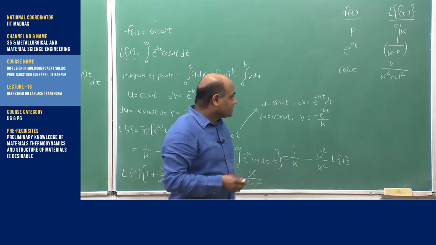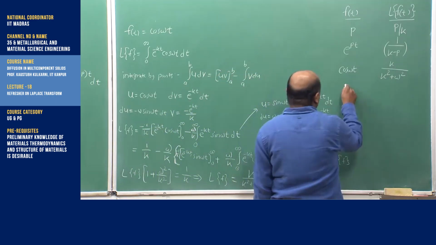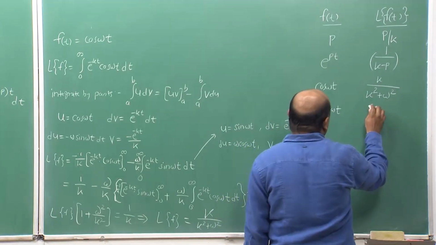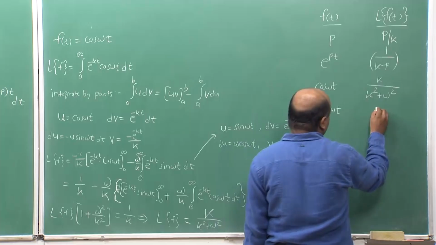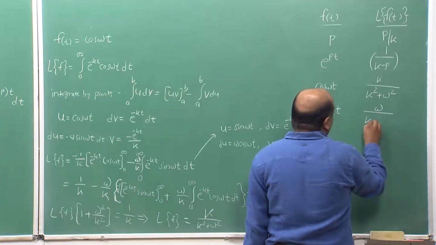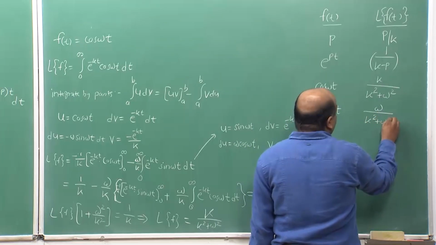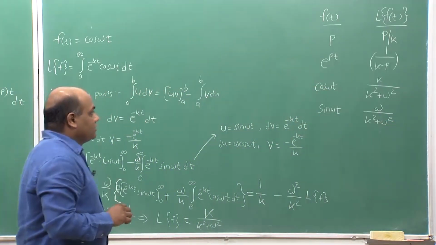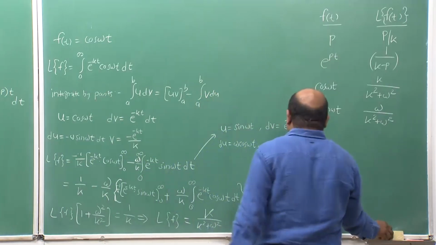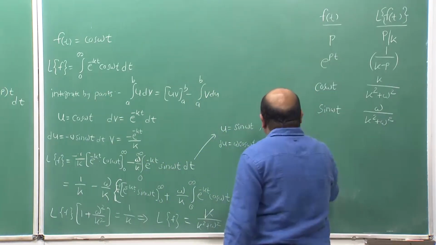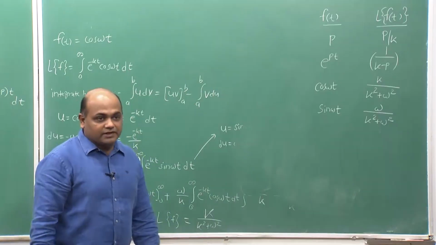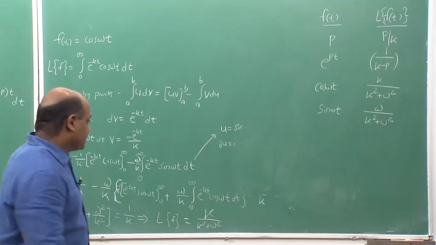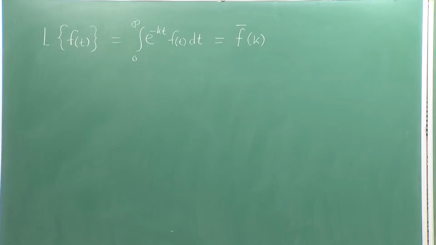So, we can obtain the Laplace transform of sin omega t similarly, and if we work on sin omega t, we will get the Laplace transform of sin omega t as omega over k square plus omega square. So, we can obtain Laplace transforms of some simple functions similarly, and you will see they are tabulated at various places. So, these were simple functions.